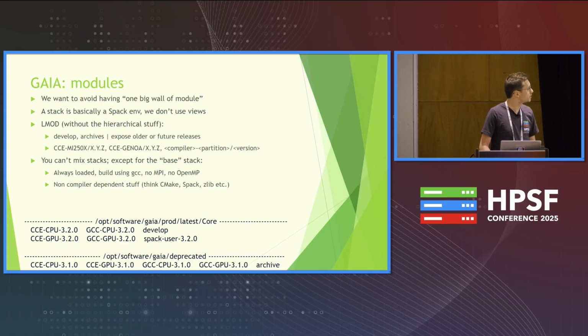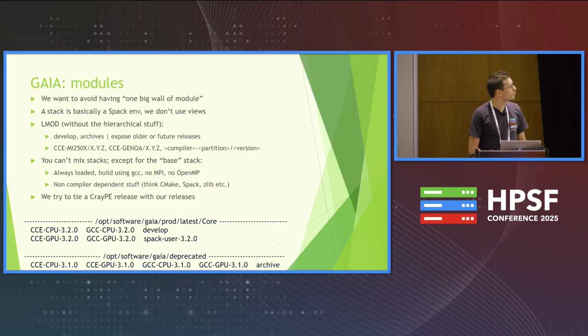So you cannot mix stacks, as I said, but there is what we call a base stack, which is basically a collection of all the small utilities that we need and that do not really depend on a partition. For instance, you will find CMake, Spack itself, and things like zlib. Generally, the idea with the tools and libraries inside it is that we can link them with any products that we will have in the stacks without fearing a linker issue or things like that. And generally, we try to tie a CPE release with one of our releases.